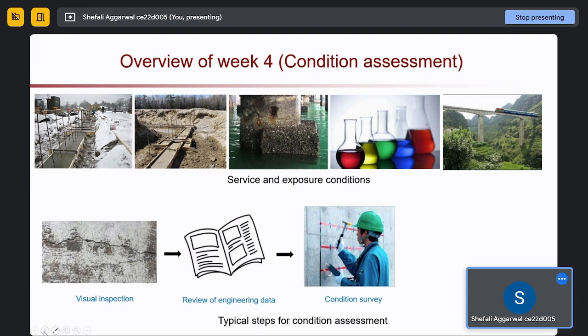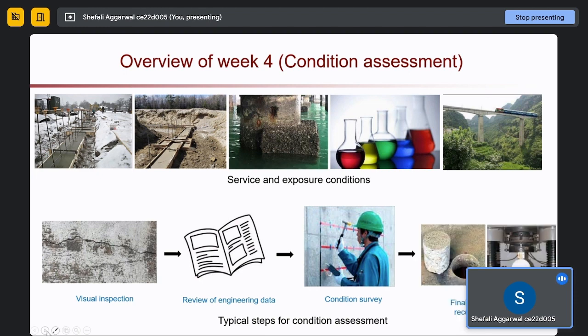Using some NDT test methods, we will do the condition assessment. Here you can see it's doing a hammer test. You might have studied about this, right? And the last step in condition assessment is final evaluation and some recommendations.